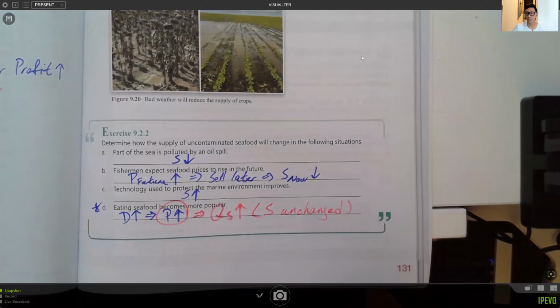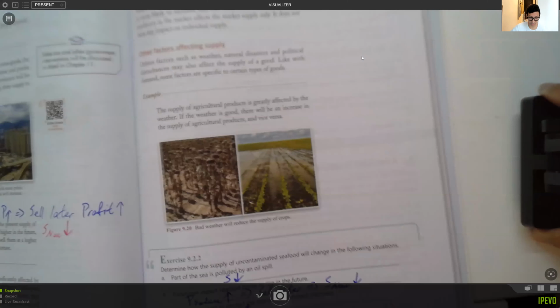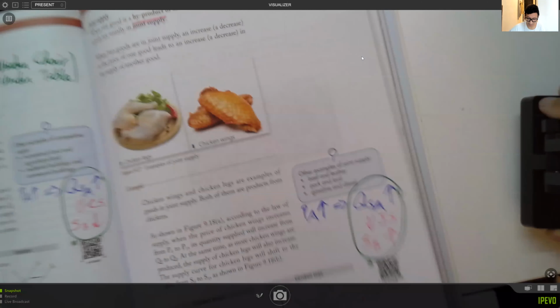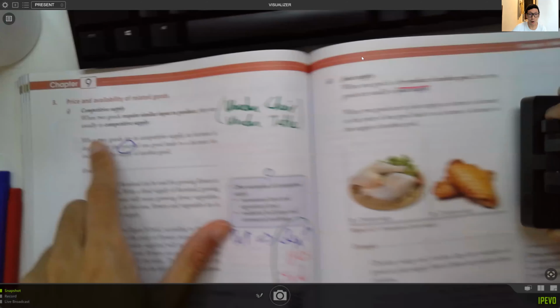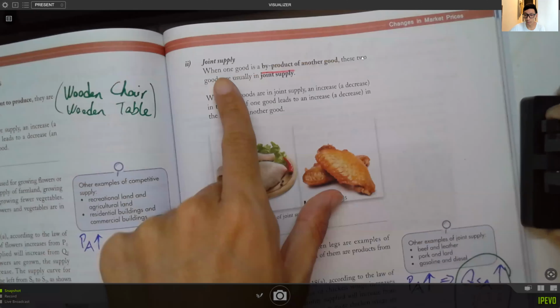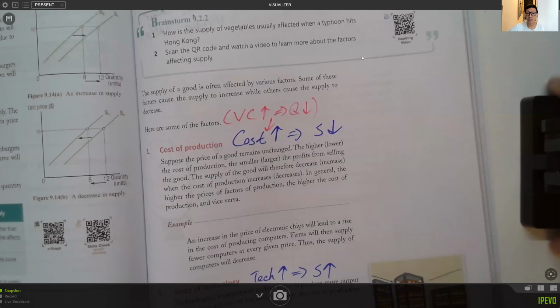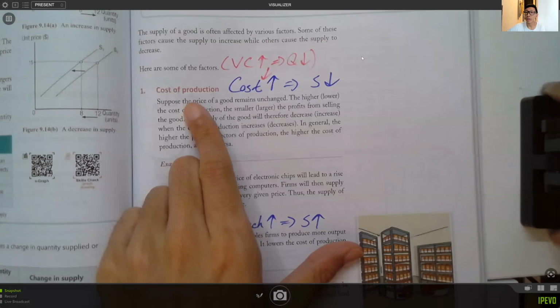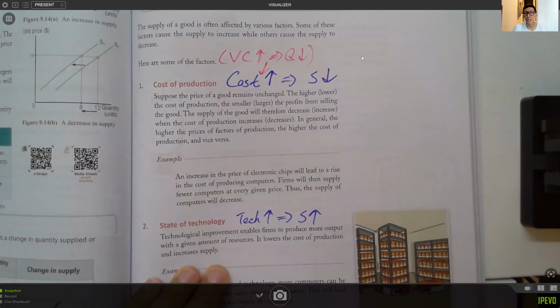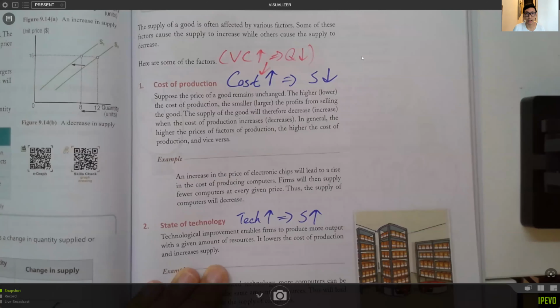So very quickly, we have gone through the factors, right? I think the most important factors you need to remember would be first, competitive supply and joint supply. Then, you need to remember cost of production. This one refer to chapter 7 when we talk about the mathematical proof for that.